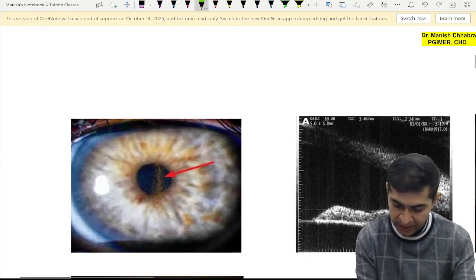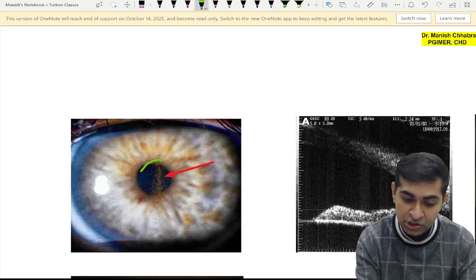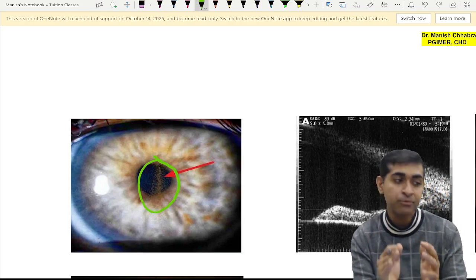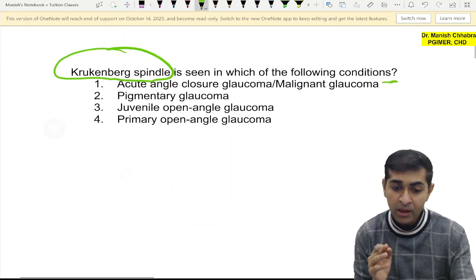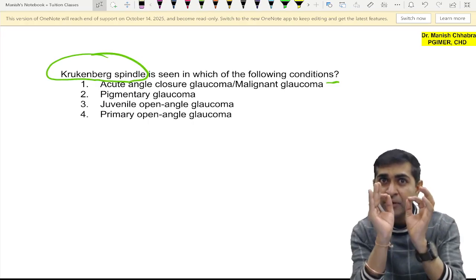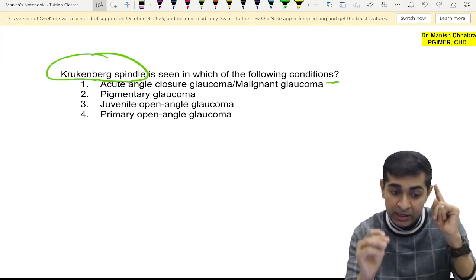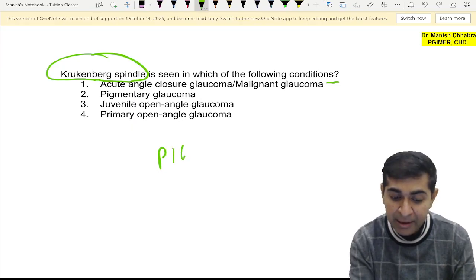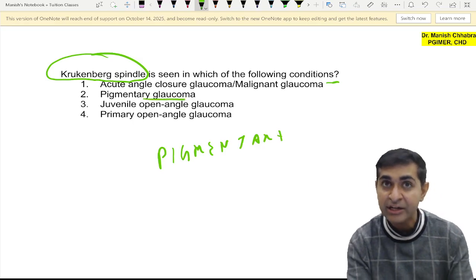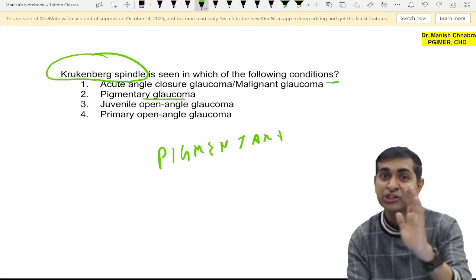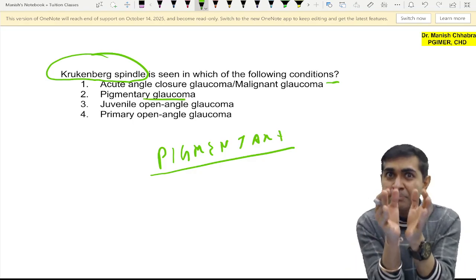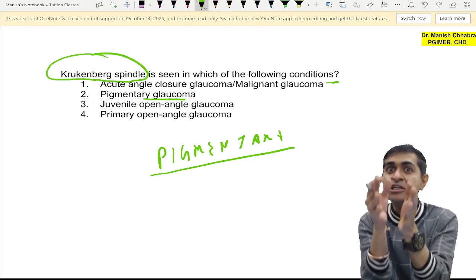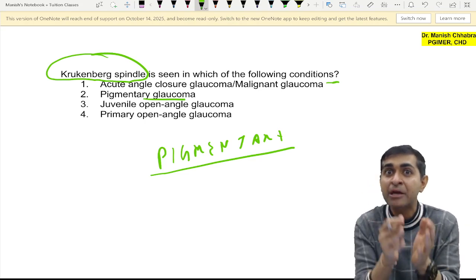So first and foremost, let's look out for pigment deposition. So boys and girls, this is your pigment deposition on the corneal endothelium. Now what happens in one particular type of glaucoma? The name of that glaucoma is pigmentary glaucoma. Some students even told me that it was not pigmentary glaucoma, it was pigment dispersion syndrome. So the patients in which there is pigment dispersion syndrome, PDS, they actually develop pigmentary glaucoma.